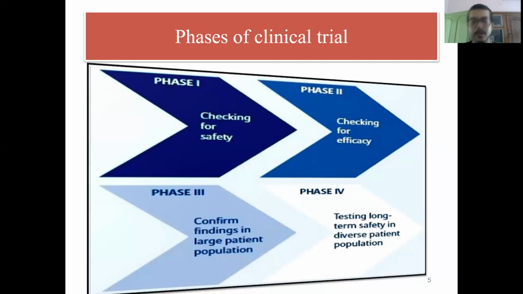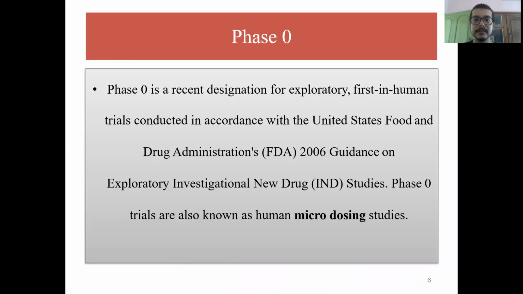But before moving on to phase 1, there is a very recent finding which researchers have made, that is new phases. One new phase they have introduced, and that is phase 0. Phase 0 is a recent designation of exploratory first-in-human trials conducted in accordance with the United States Food and Drug Administration 2006 guidance on exploratory investigation of new drug studies. Phase 0 trials are also known as microdosing study.